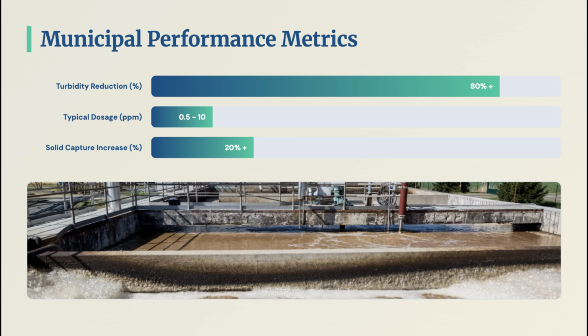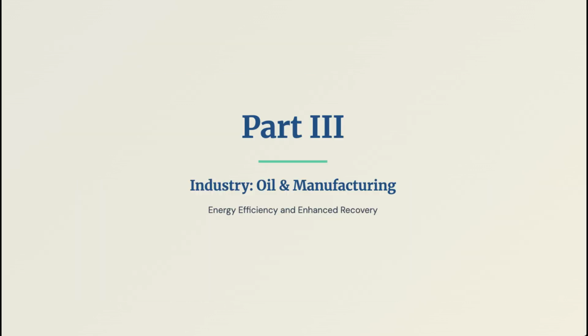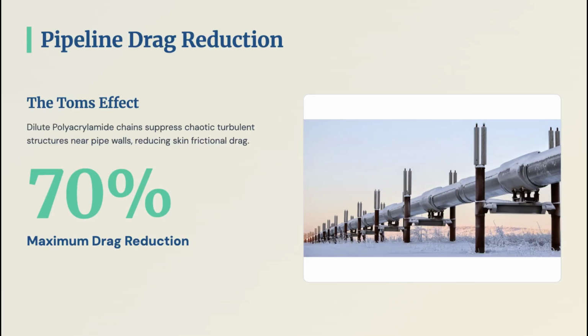Under optimized conditions, water cloudiness is cut down by more than 80%, leaving a compact sludge that is exceptionally easy to dewater. Next up is industry, oil and manufacturing. Inside high-velocity transport pipelines, very dilute, high molecular weight polyacrylamide acts as a powerful drag reducer in turbulent flow, a classic manifestation of the Toms effect.